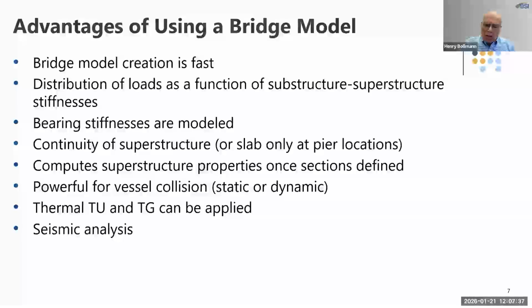The bearing stiffnesses are included in the bridge model, which is a big benefit, especially if you have two rows of bearings in a continuous superstructure, even if just the slab is continuous, because the two rows of bearings create an additional coupler that helps restrain the top of your pile bent.